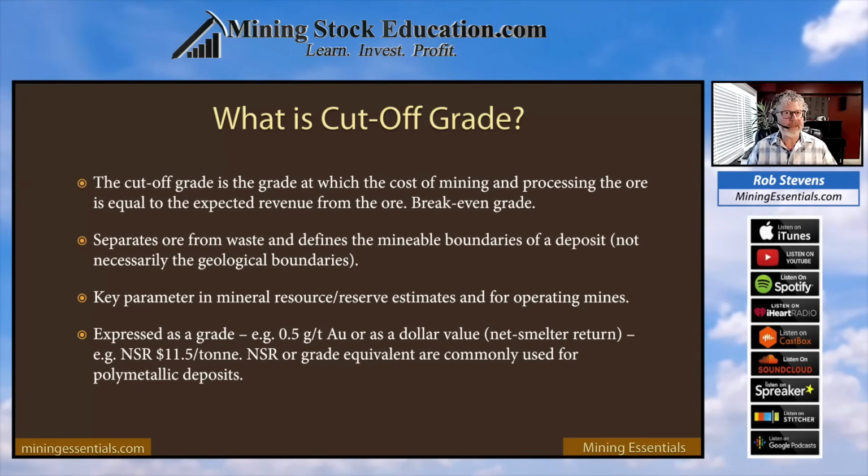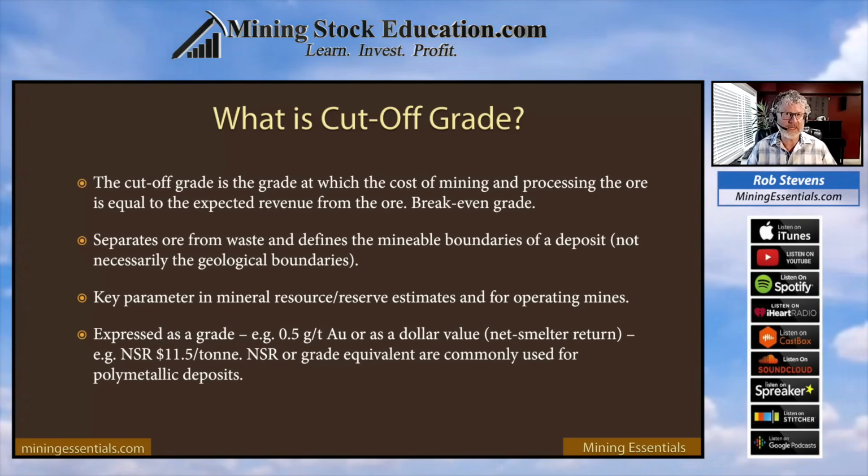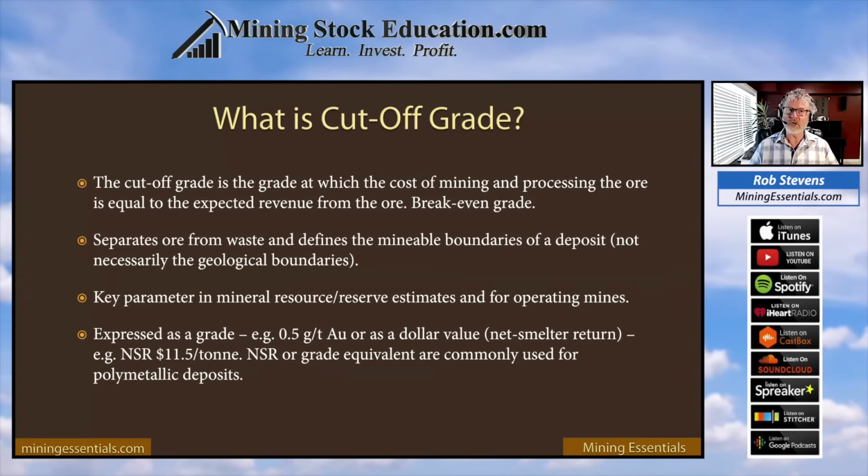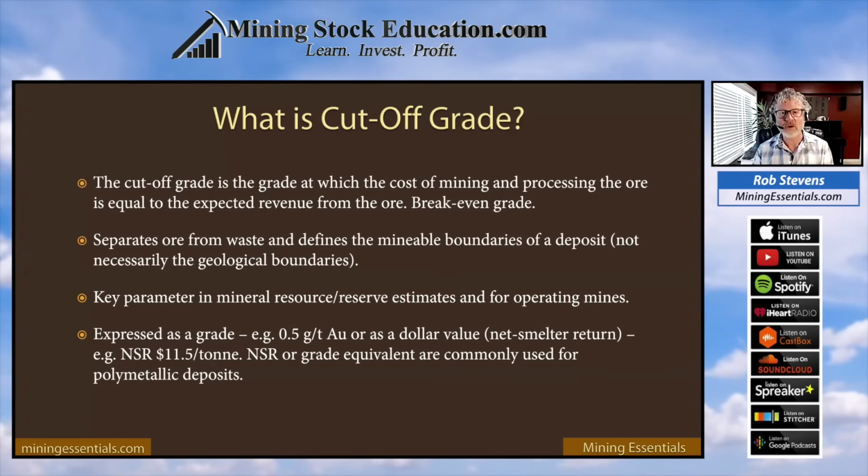And NSR or grade equivalent are commonly used for polymetallic deposits. So if you have a gold-only deposit, it's easy to use a 0.5 gram per ton gold cutoff. But what about if you have copper, lead, zinc, gold, and silver? You can't have five metal cutoffs. That'd be very challenging. So you create an equivalent cutoff. So you might have a gold equivalent or you can use NSR, which basically combines all of those metals together.